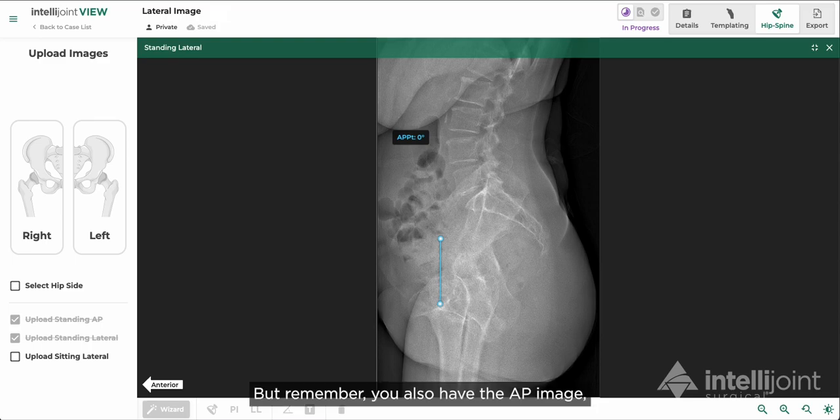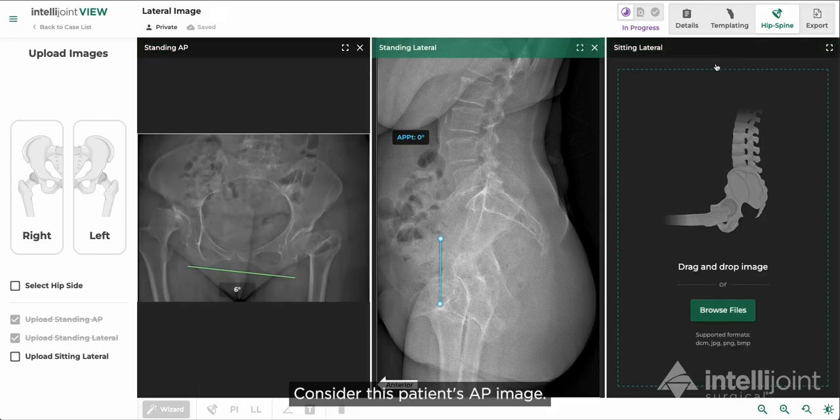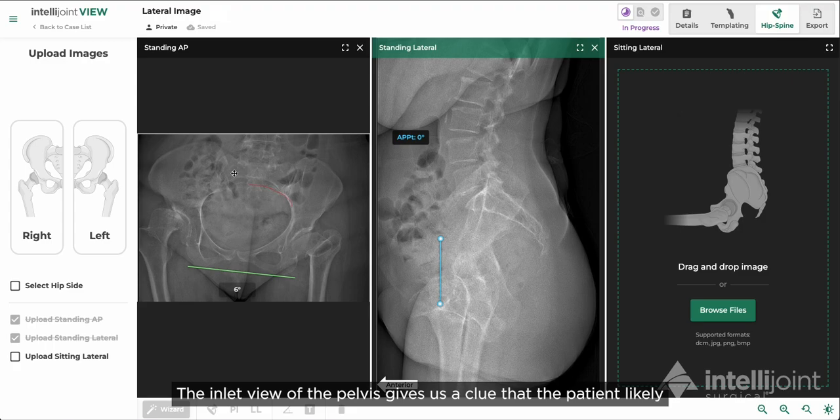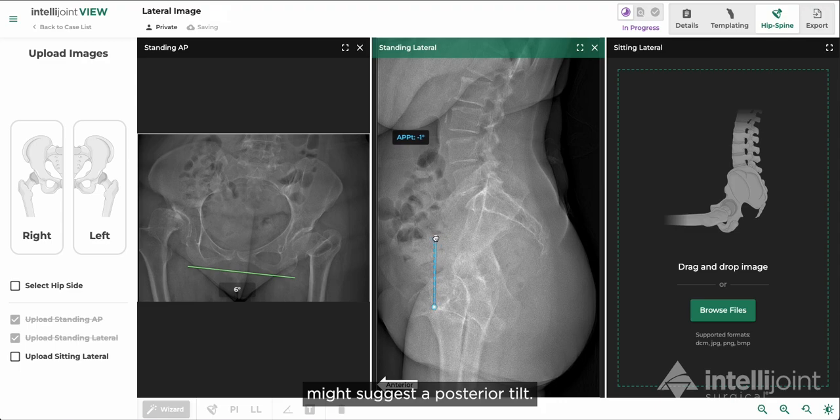But remember, you also have the AP image, the perpendicular standing view, to get insight from too. Consider this patient's AP image. The inlet view of the pelvis gives us a clue that the patient likely has a significant degree of anterior tilt. This is helpful, since a first glance at the lateral image might suggest a posterior tilt.